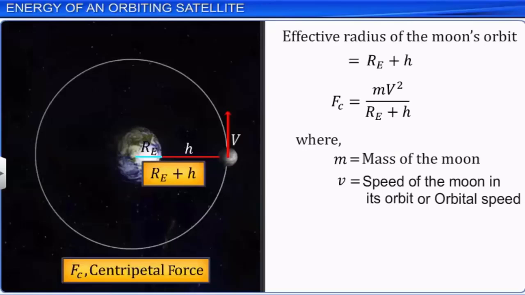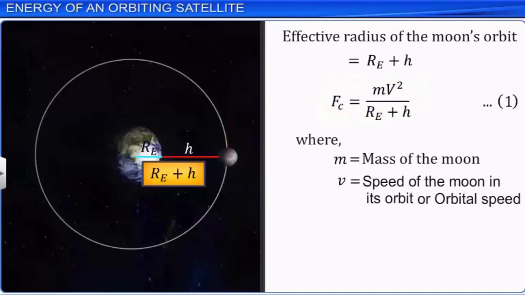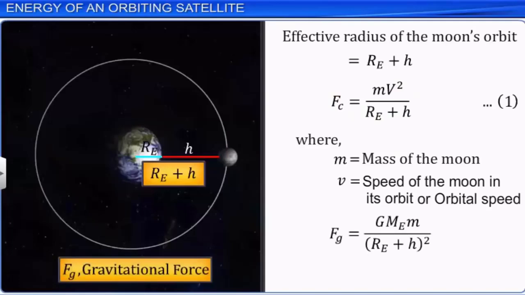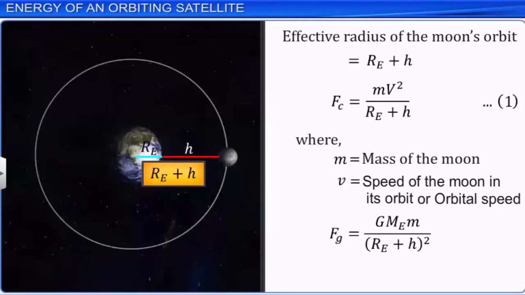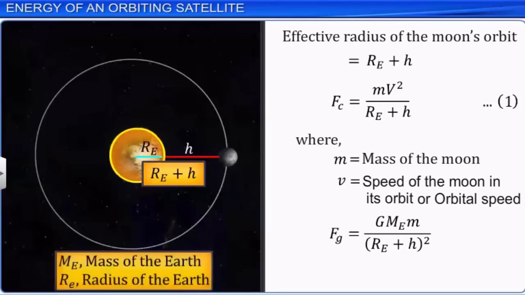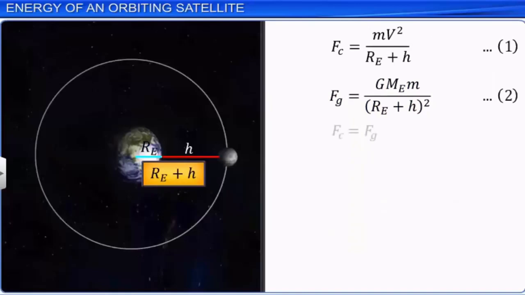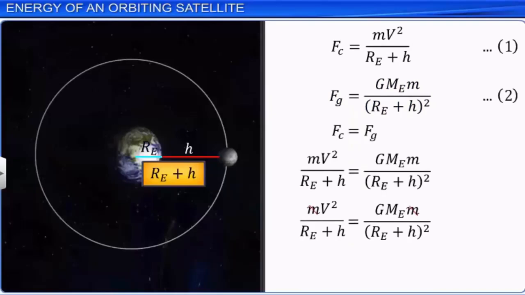The gravitational force between the Moon and the Earth is expressed as Fg is equal to GMEM by RE plus h whole square, where ME is the mass of the Earth. Let this be equation 2. Equating the two equations and simplifying, you get the expression for the speed of the Moon in its orbit as square root of GME divided by RE plus h. Let this be equation 3.